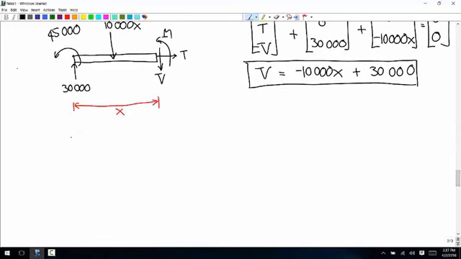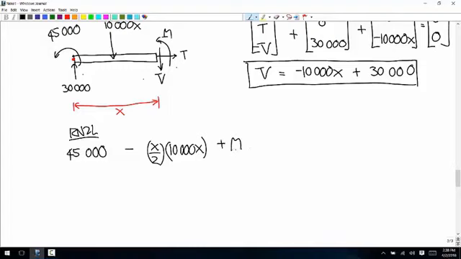Now we'll go to the moment equation. Our about point is at the left end point again. So we have the couple of positive 45,000. We have the 10,000 x force with a moment arm of x over 2. So x over 2 times 10,000 x. And is that clockwise or counterclockwise? Clockwise, so negative. And then plus M minus Vx is equal to 0.